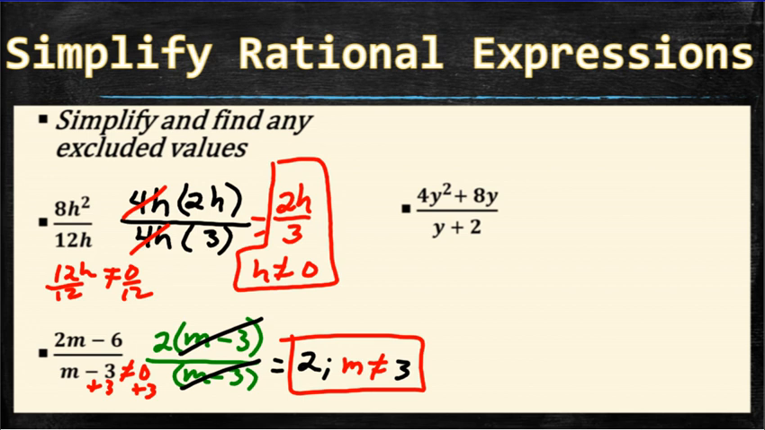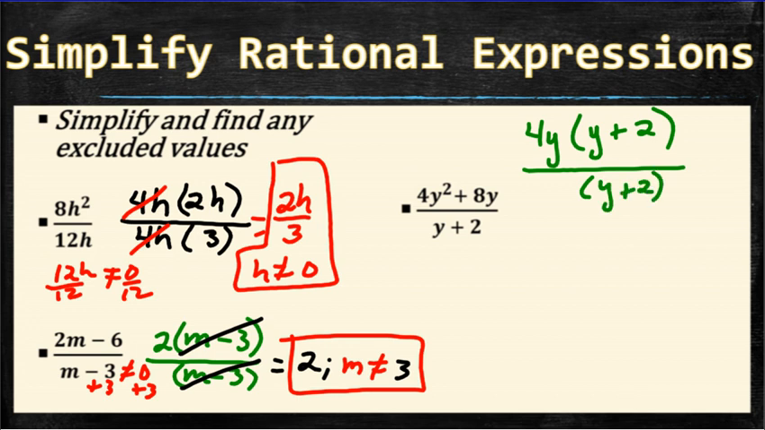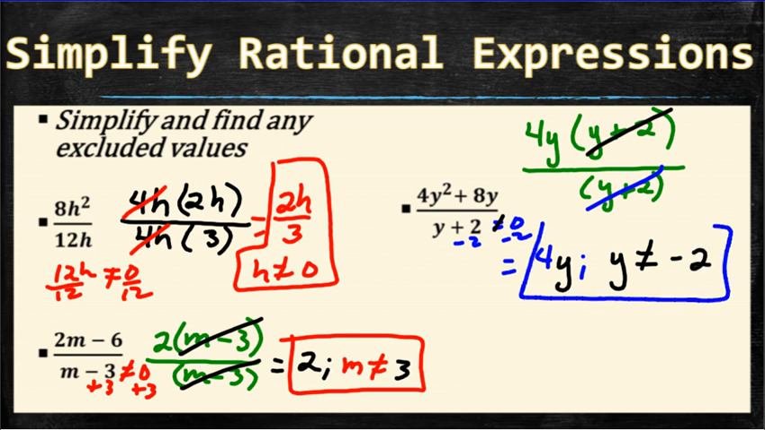And our next problem here, we have 4y squared plus 8y divided by y plus 2. I can factor out a 4y in the numerator. That gives me y plus 2. And in the denominator, I have y plus 2. The y plus 2's cancel each other out. I'm left with 4y. And then we need to find out y cannot equal. Well, if I subtract 2 on both sides, y cannot equal a negative 2. So this would be our answer.